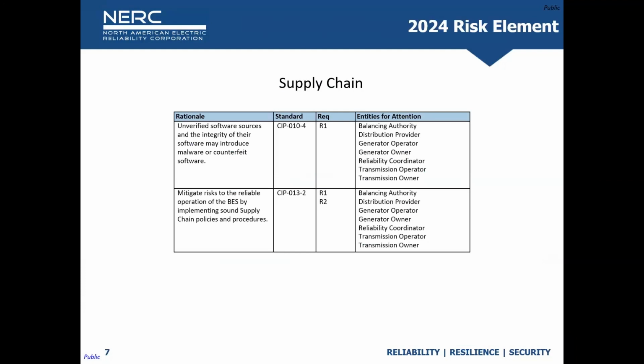Underscoring the severity of these supply chain attacks, the U.S. Department of Homeland Security Cybersecurity and Infrastructure Security Agency required federal agencies to take action in Emergency Directive 21-01.